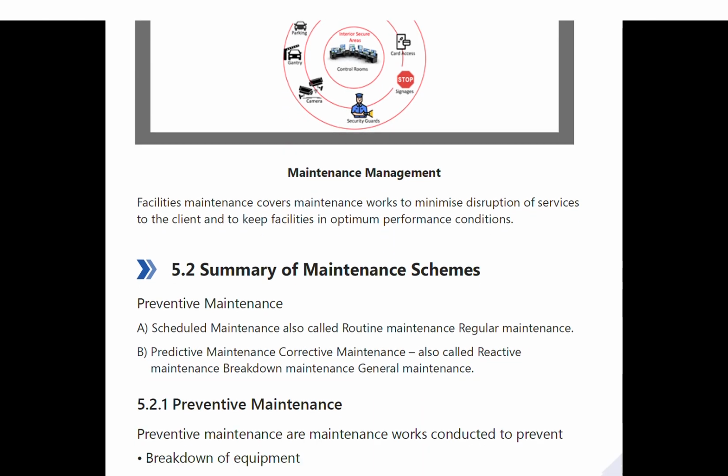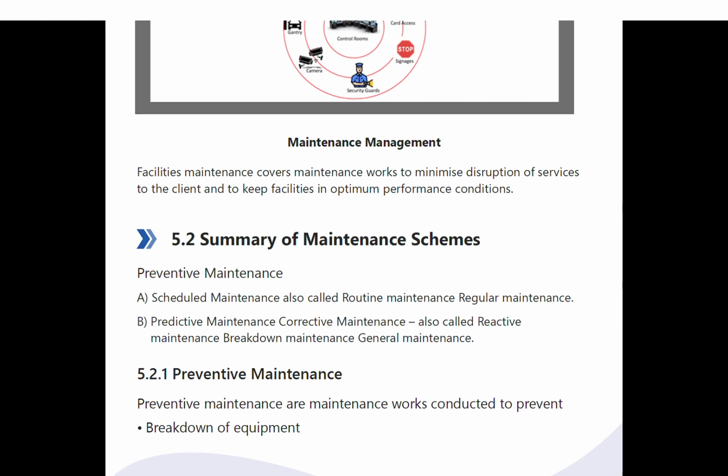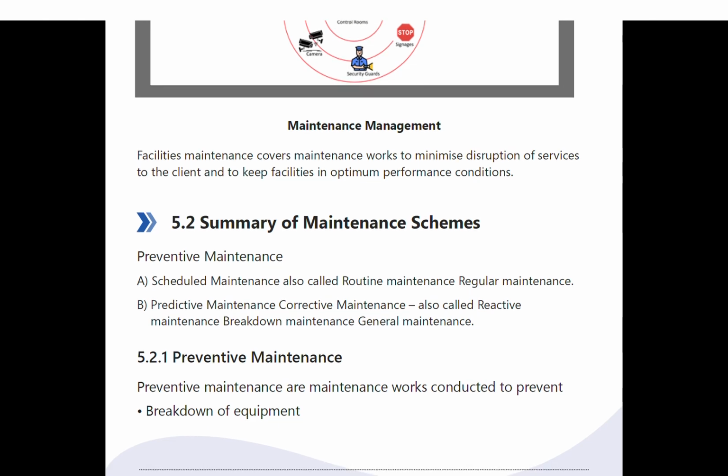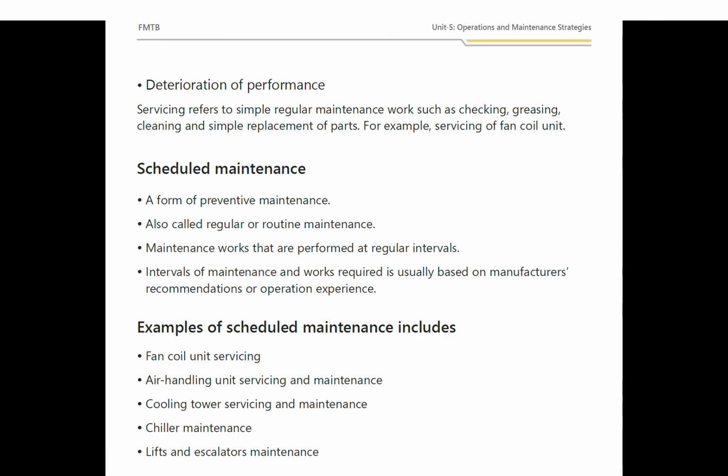In maintenance, we actually have preventive maintenance. You prevent some breakdown, and so that's called preventive maintenance. Sometimes it's also called regular maintenance. Preventive maintenance is conducted to prevent the breakdown of equipment, and also to make sure that the deterioration of performance is taken care of. Another form is also called scheduled maintenance. It's a form of preventive maintenance.